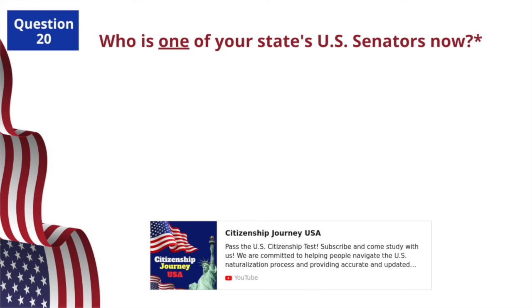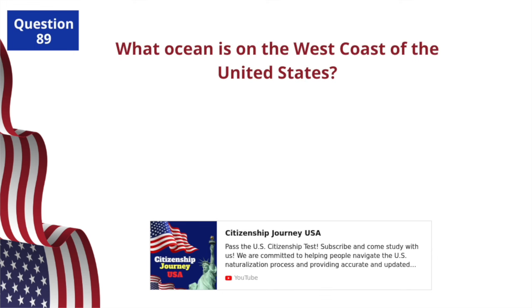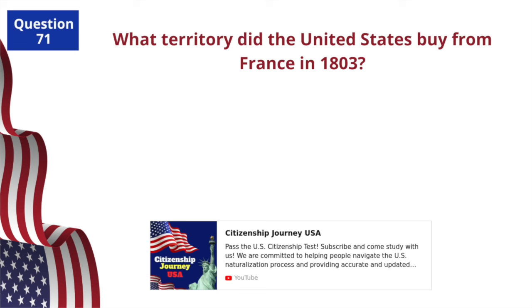Who is one of your state's U.S. senators now? What ocean is on the west coast of the United States? Pacific Ocean. What territory did the United States buy from France in 1803? The Louisiana Territory.